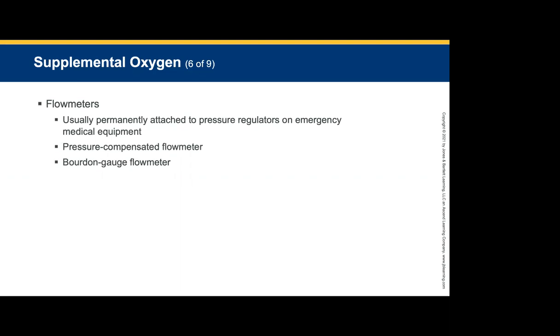You do have the Bourdon gauge flow meter and the pressure compensated flow meter. On your portable ones, it's easier and cheaper for them to do the pressure compensated. So when all the pressure is bled off and the bottle's turned off, it shows 0 on the gauge at all times. Your Bourdon gauge, if I'm not mistaken, even if the bottle is turned off, still shows you bottle pressure. They're just built a little different.